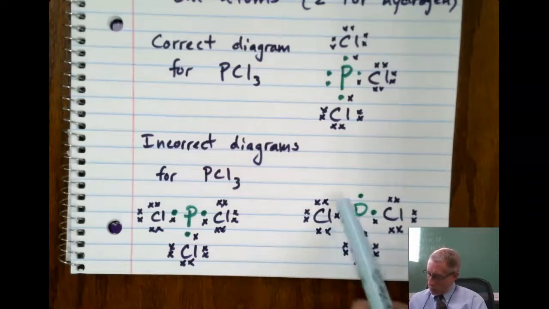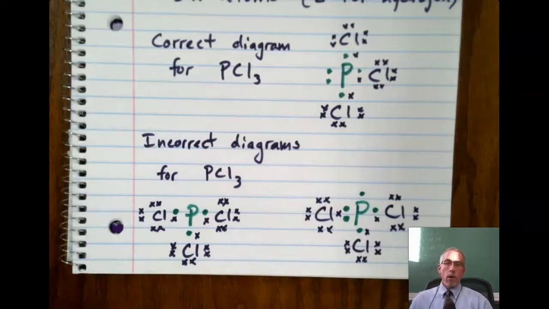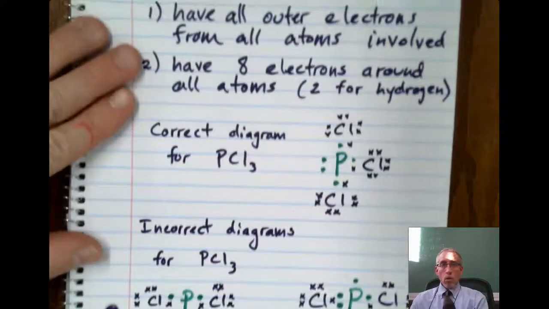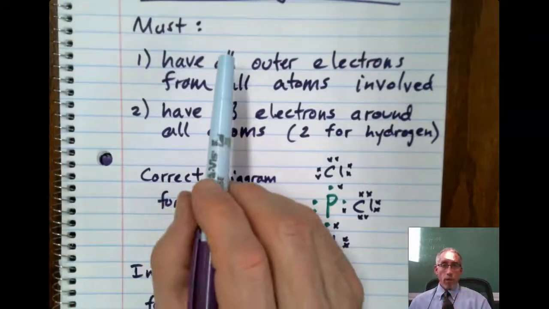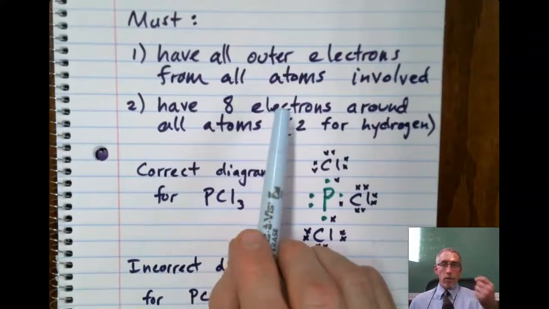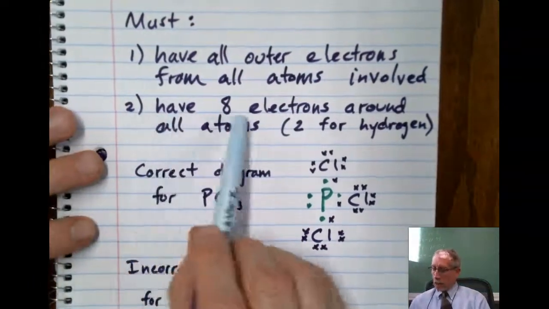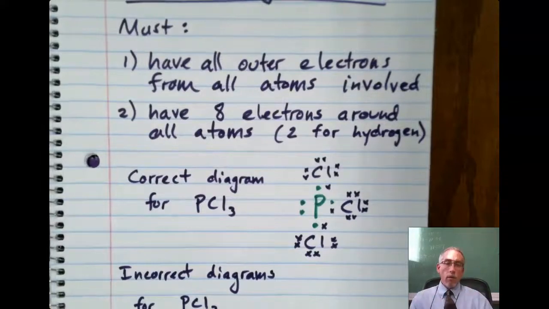Except this chlorine right here is the one that causes us the problem. So we can't have 9 there and have it be a correct diagram. So when I show you examples to choose from, I want you to check for both things. All the electrons are accounted for. That's just a counting process. And each and every atom must have exactly 8 around it. No more and no less, right?